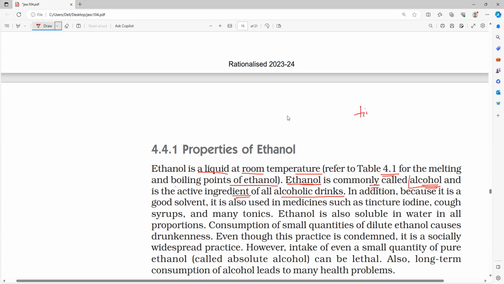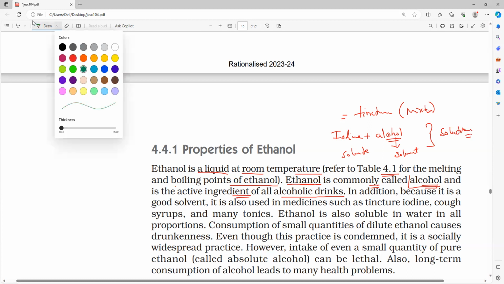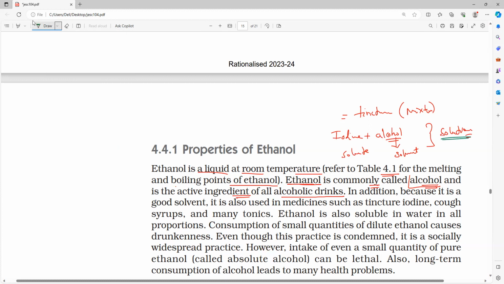In class 9th you might have studied the preparation of tincture, which is a mixture of two things. Can anybody tell? One is iodine. Iodine is mixed with alcohol. Am I right, everybody? Alcohol is called the solvent and iodine is called the solute. Remember? Preparation of solution, class 9th, chapter number 2, types of mixtures. One of those mixtures is a solution.